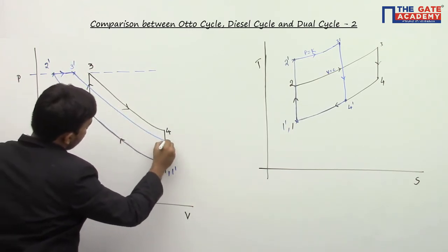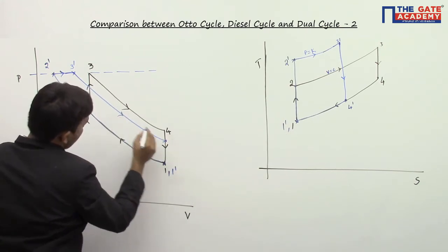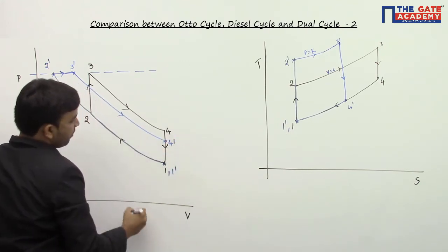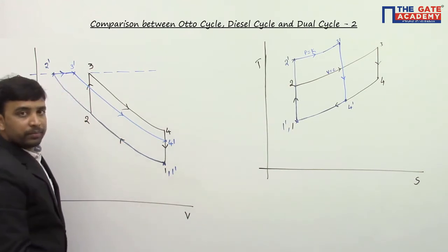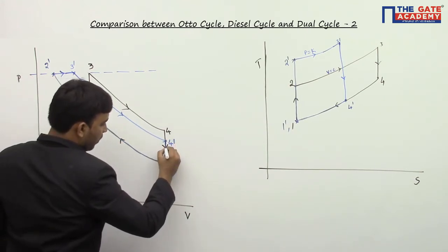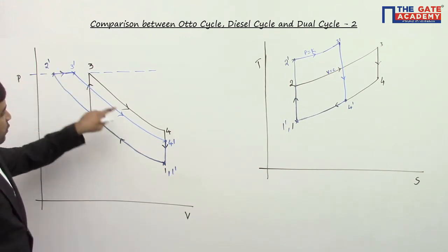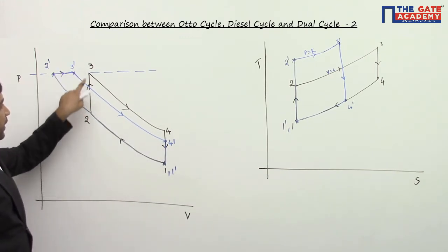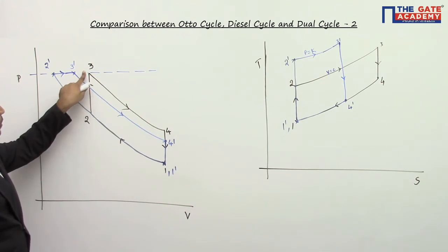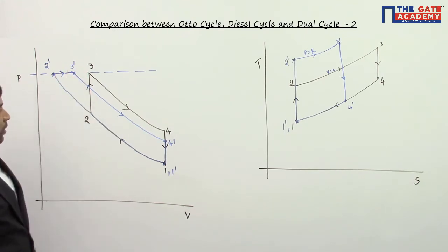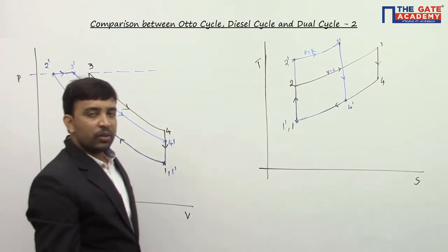So this is 3 dash and this is 4 dash. I go for expansion process till I reach the initial volume. Once I reach the initial volume, at constant volume I go for heat rejection till I reach the initial condition. The 3 dash 4 dash curve should intersect this 2 3 line. It's intersecting this 2 3 line. So 3 dash will come somewhere over here. So this is how we complete the cycle.